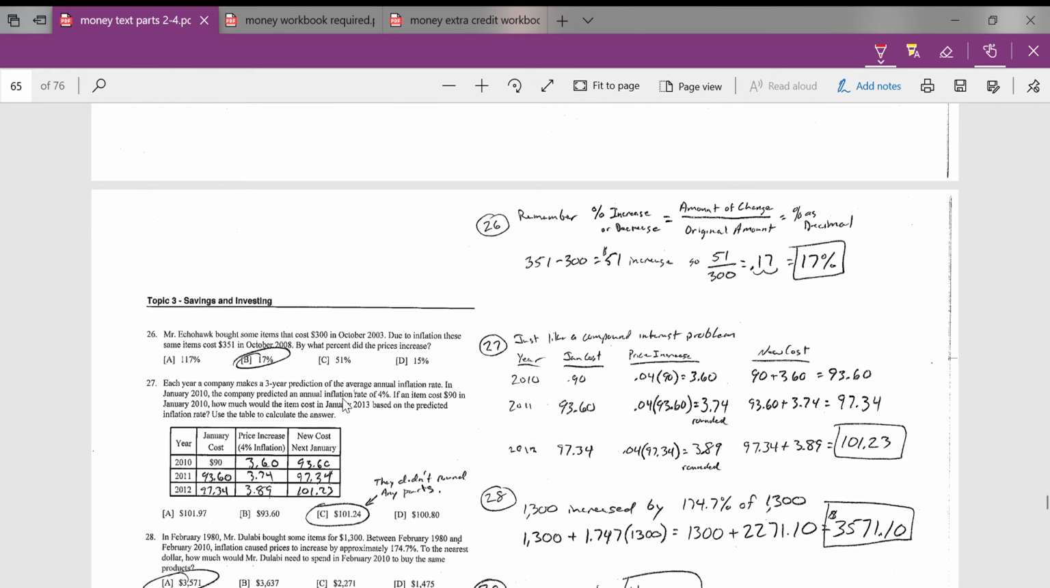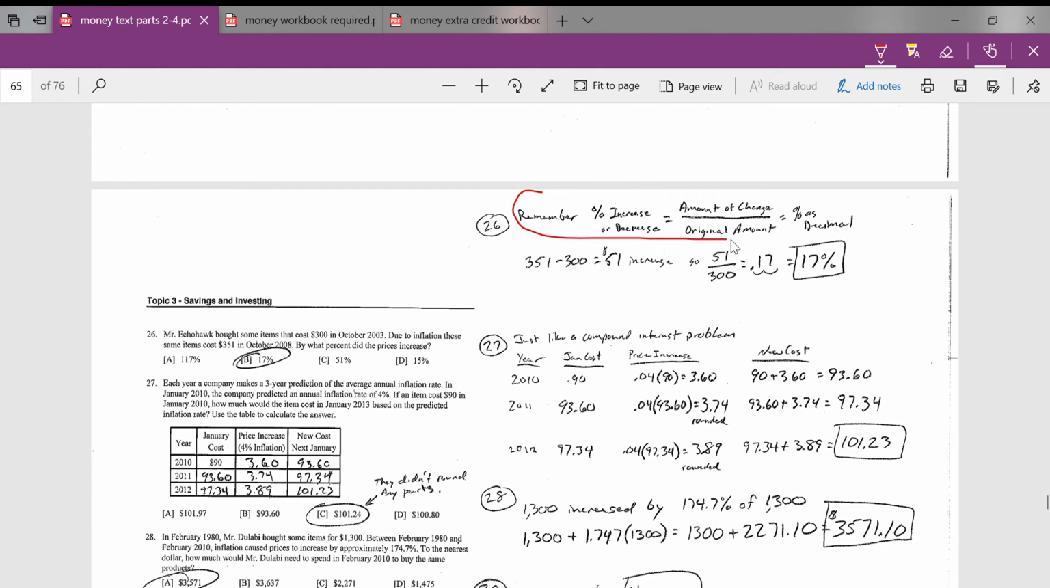Number 26. This is going to go back to an idea we did, I believe, at the end of second or beginning of third quarter. It says Mr. Echo Hawk bought some items that cost $300 in October 2003. Due to inflation, these same items cost $351 in October 2008. So by what percent did the prices increase? So this is a percent change problem. So percent increase or decrease. So I put this formula. This is something we did earlier this year.